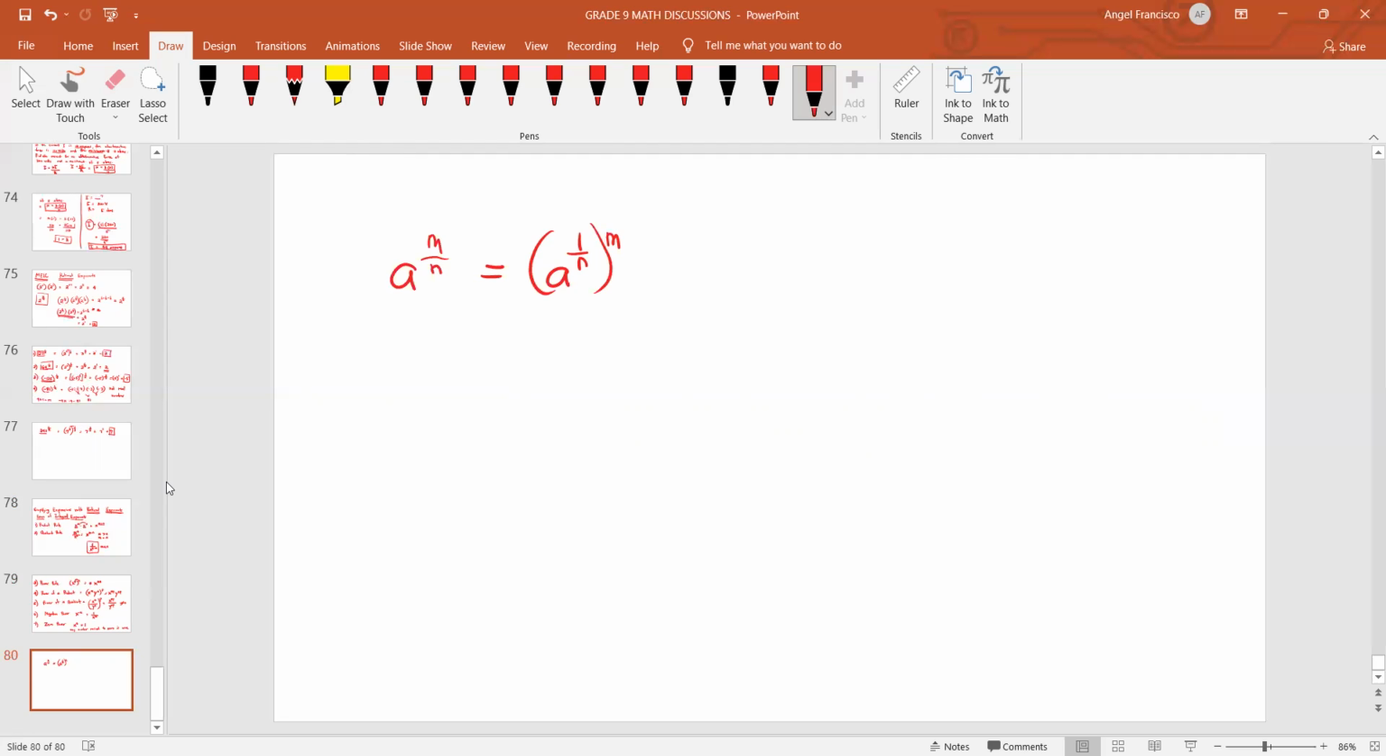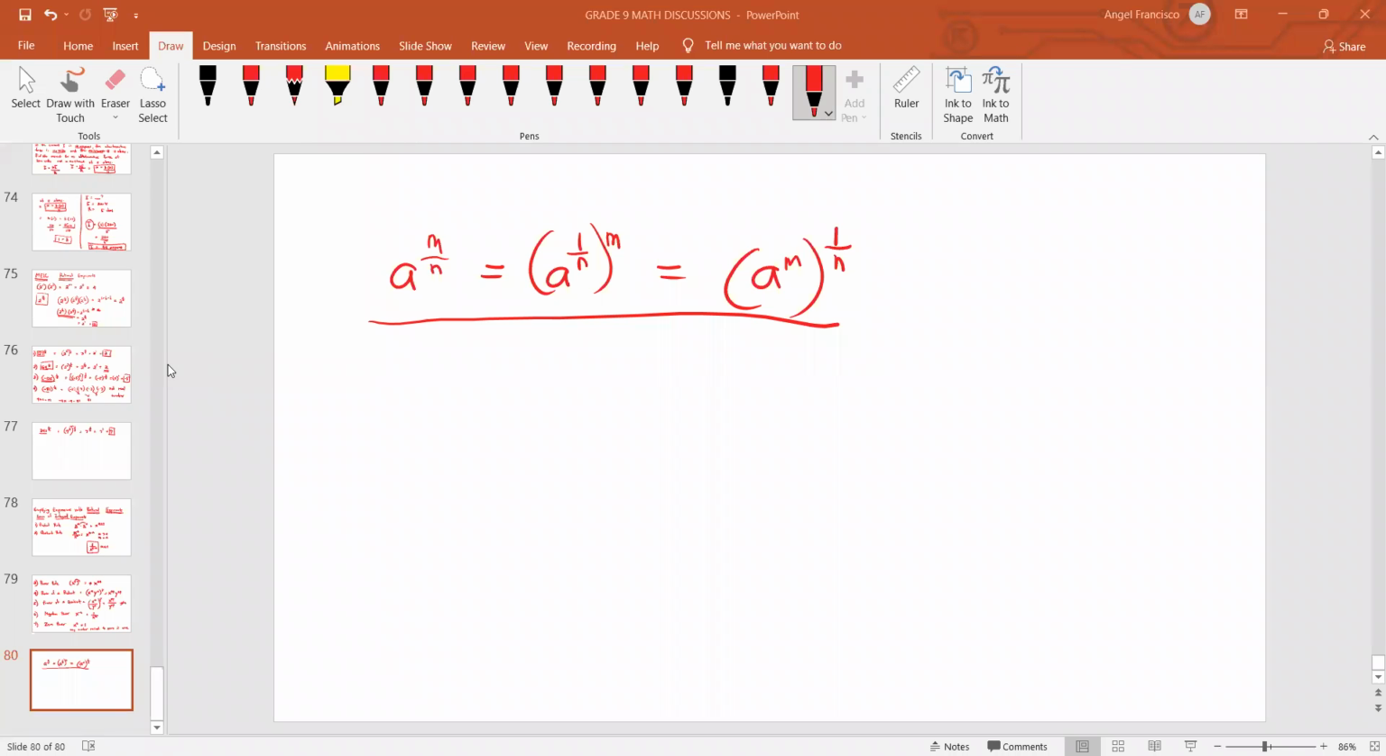Or pwede rin naman na a to the m power raised to the power of 1 over n. Kasi pag pinagmultiply natin yung m times 1 over n, mn. Pag i-multiply natin yung 1 over n to m, mn. So they have the same value. Okay? So, yon ang isa na dapat nating makita. Okay?